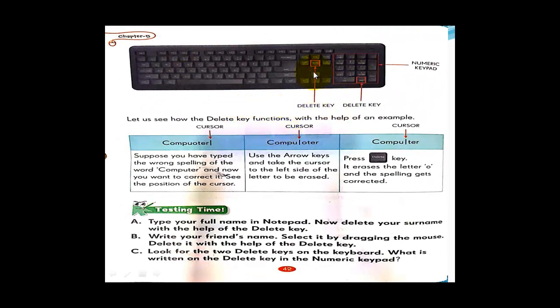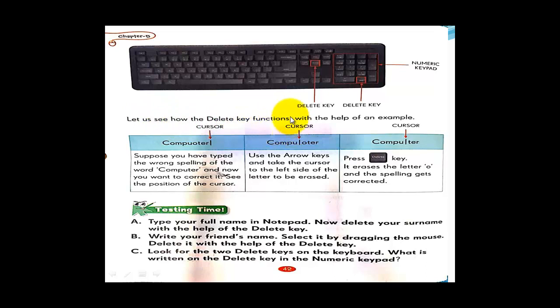Now here it's shown, the delete key is just above the arrow keys, and the numeric keypad has 0 and 1 2 3 4 5 6 7 8 9. The other delete key is in the numeric keypad, while this one is just above the arrow keys.